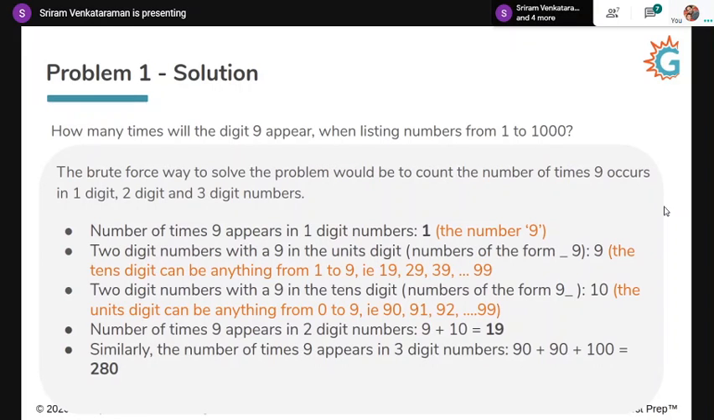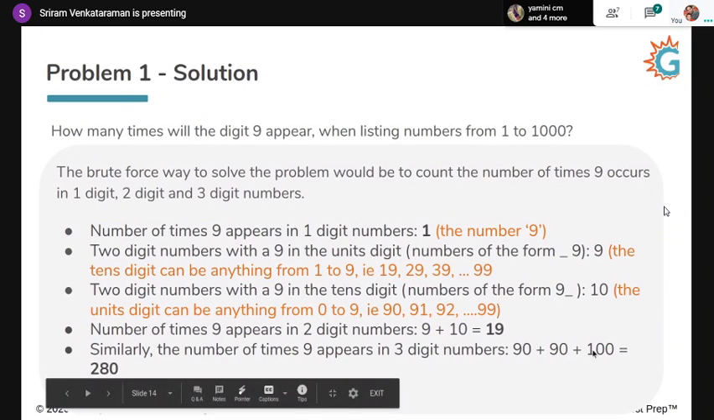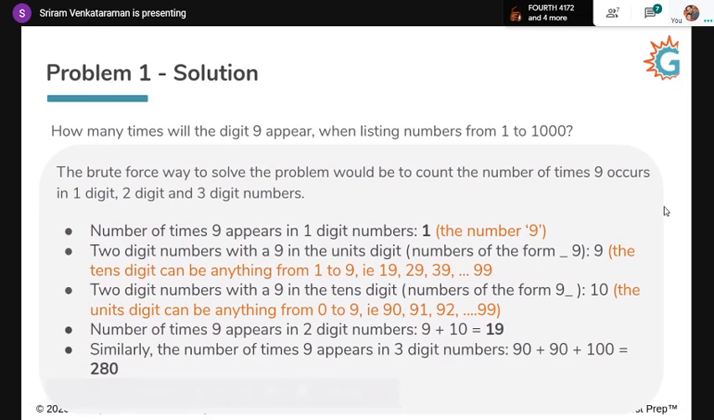So in the case where it's 9 blank blank, where 9 is in the hundreds place, the other two can be, there'll be 10 options for each of the two places, that is the units place and the tens place. So that's why you have the 100. The other two cases, it's going to be 90, where 9 is in the tens place or 9 is in the units place.